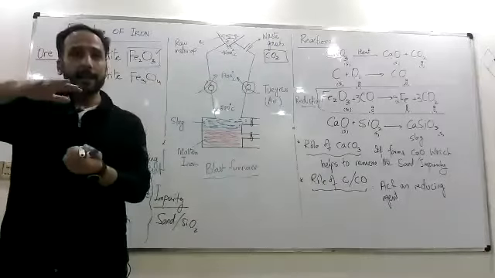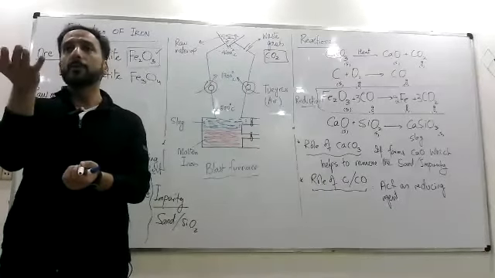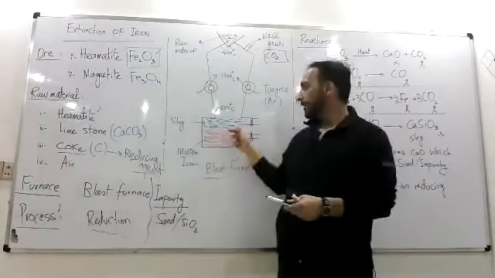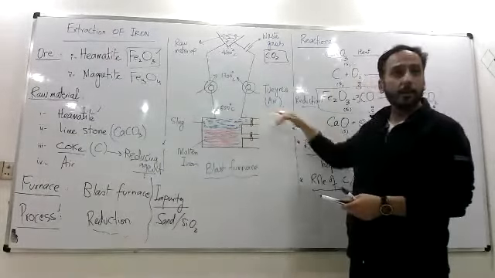So slag is lighter, its density is less, so it floats on the top. That otherwise contains impurity in it. So what we do is they tap off the slag from the top.